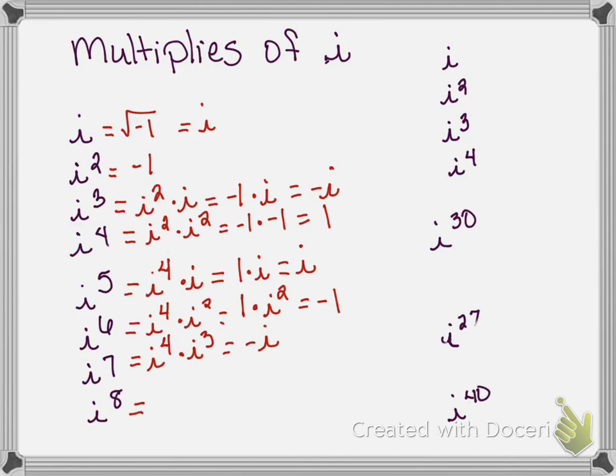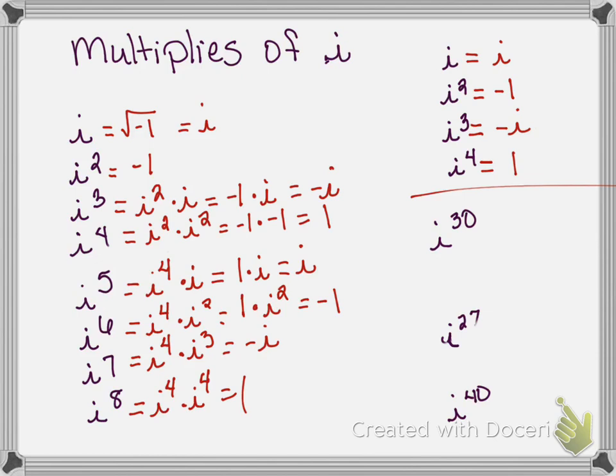What's i to the 8th? 1. Good. So we also have a cycle here, except instead of having 2 things that it rotates back and forth, we have 4. So i is i, i squared is negative 1, i to the 3rd is negative i, and i to the 4th is 1. That's the cycle of i that we go through.